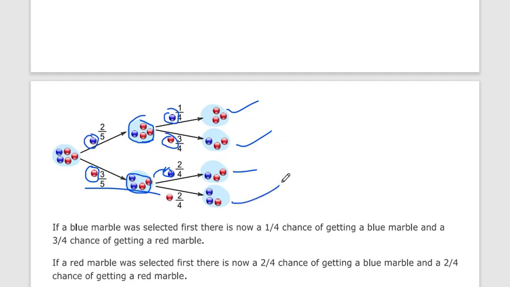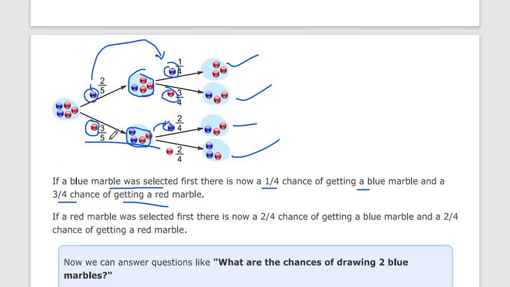So now we can see that if a blue marble was selected first, there is now a 1 by 4 chance of getting a blue marble. First we get the blue marble, then there is a 1 by 4 chance that the second marble is also blue, and a 3 by 4 chance of getting a red marble. Now if a red marble was selected first, there is now a 2 by 4 chance of getting a blue marble and a 2 by 4 chance of getting a red marble.